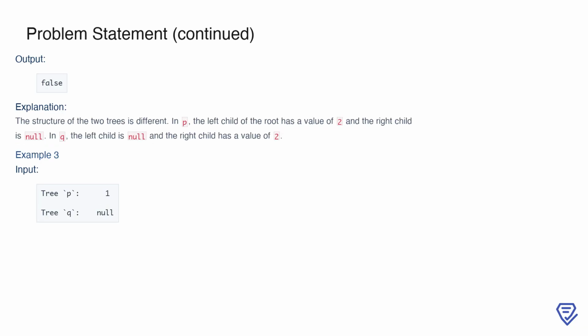Now, consider a case where the two trees are not the same. In this example, tree P has a root node with a value of 1, a left child with a value of 2, and a right child that is null. Tree Q, on the other hand, also has a root node with a value of 1, but the left child is null, and the right child has a value of 2. Even though the root values match, the overall structure of the trees is different. Because of this mismatch in structure, the function would return false as the output.